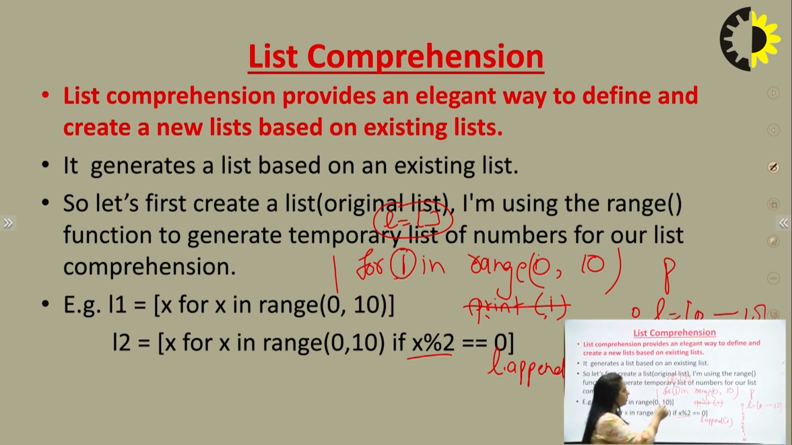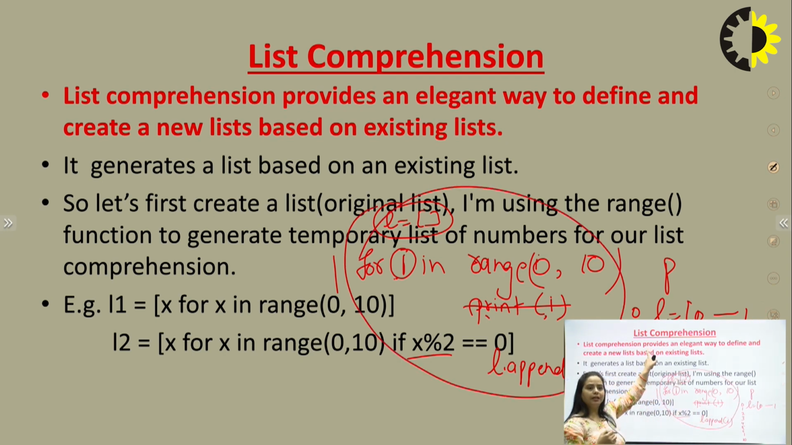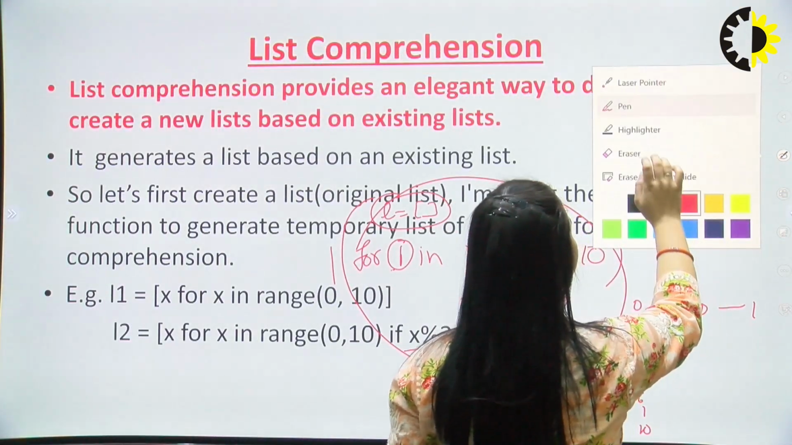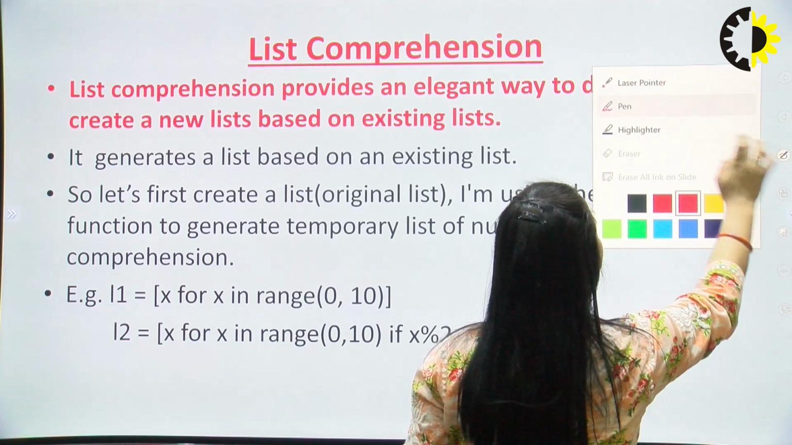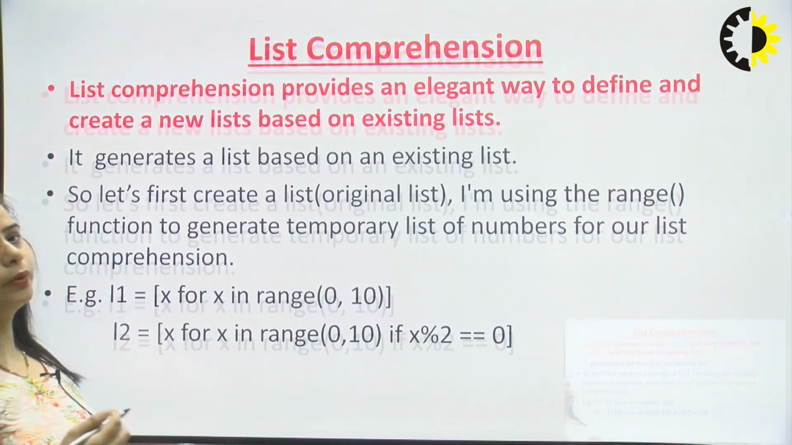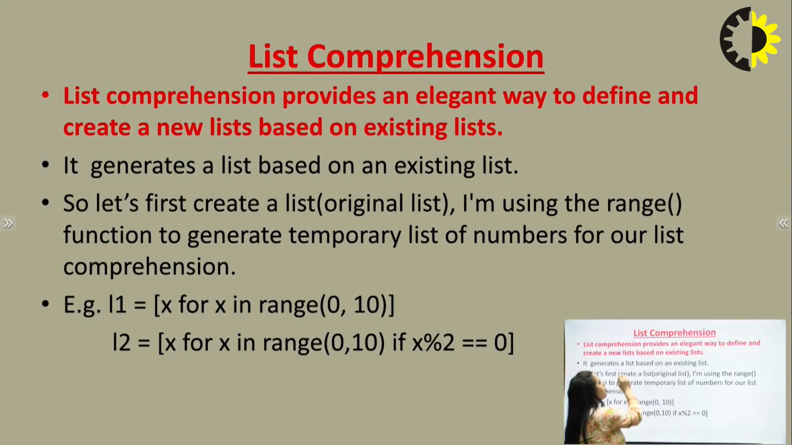Now this process can also be done with the help of list comprehension. Now how will it work? First of all, we need to understand what list comprehension is. List comprehension provides an elegant way to define and create a new list based on an existing list. It generates a list based on an existing list. Now let's create one.